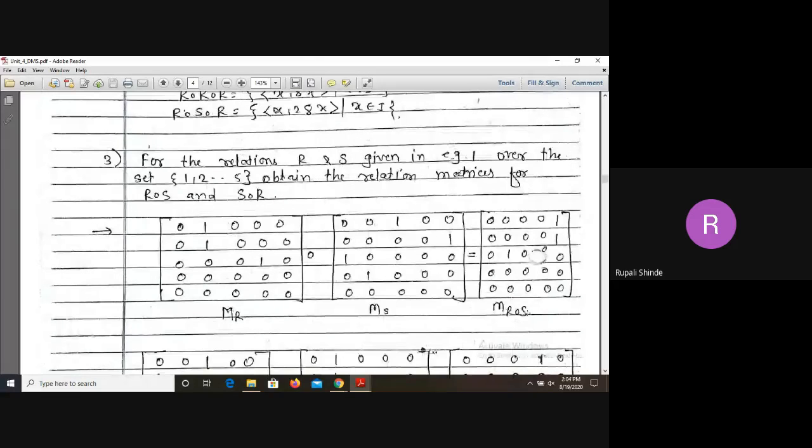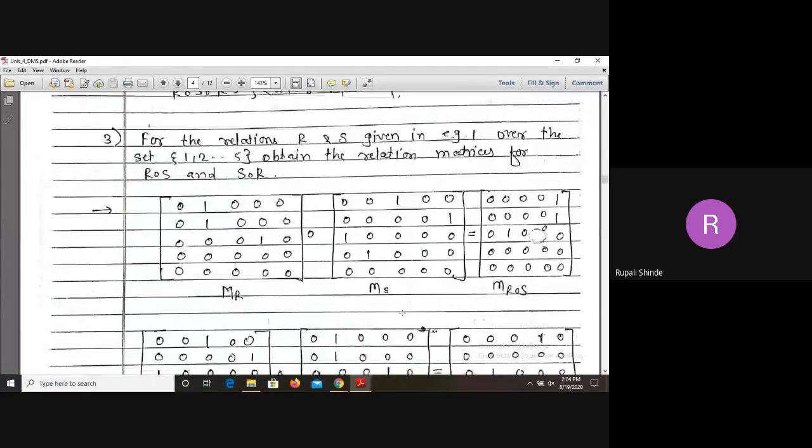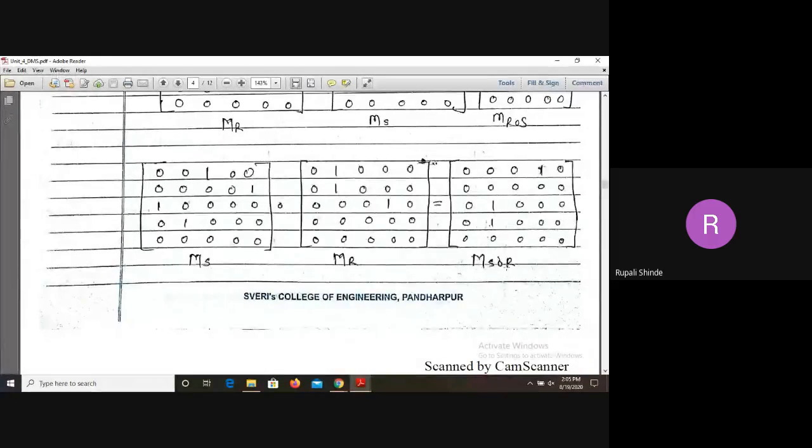R composition S we had to find. That's why we have taken matrix of R first, then matrix of S. Now here we have to find matrix for S composition R. That's why we have to take matrix of S first, then matrix of R. And just you have to perform matrix multiplication.